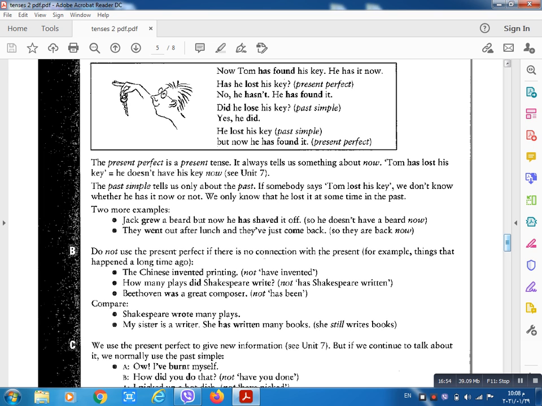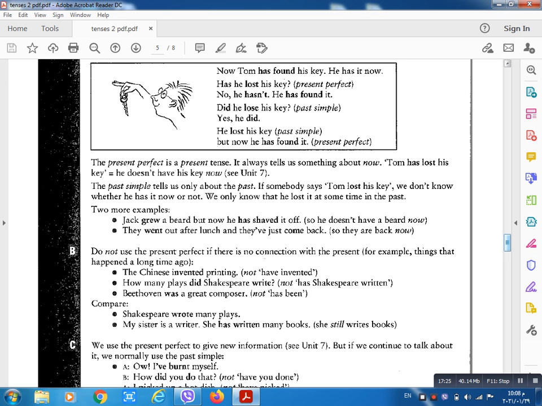The past simple tells us only about the past. See, if somebody says Tom lost his key, we don't know whether he has it now or not. We only know that he lost it at some time in the past, as an action that really happened in the past. See? Do not use the present perfect if there is no connection with the present. I said this. Generally speaking, we use the present perfect to give new information.